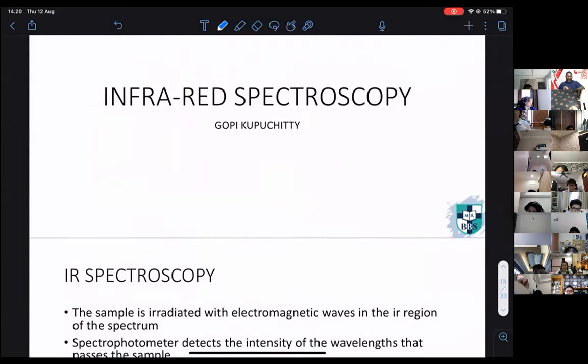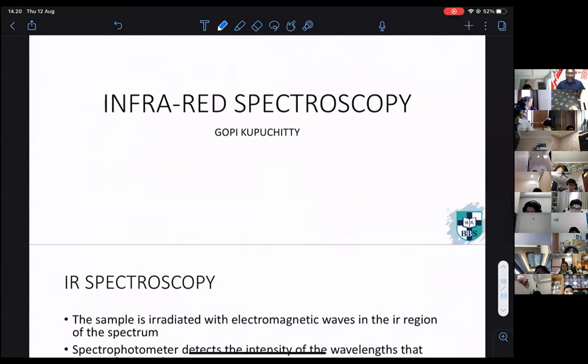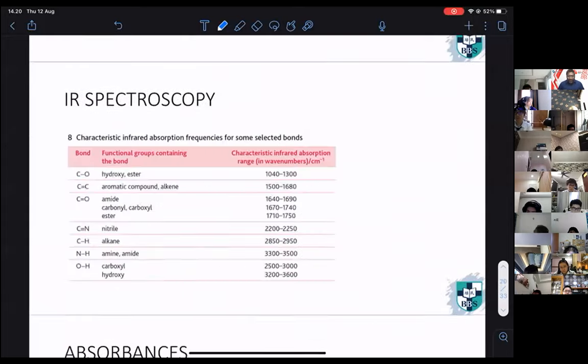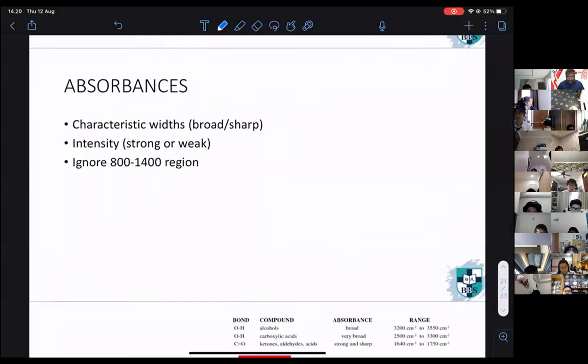Now we go into infrared spectroscopy. For infrared spectroscopy, I think most of you can do it. I think the way that I teach will be different from what the other teachers actually taught. Maybe there is a video that I actually made about this infrared spectroscopy. The way I teach is very simple. Even now, I will not be using a lot of time for this.